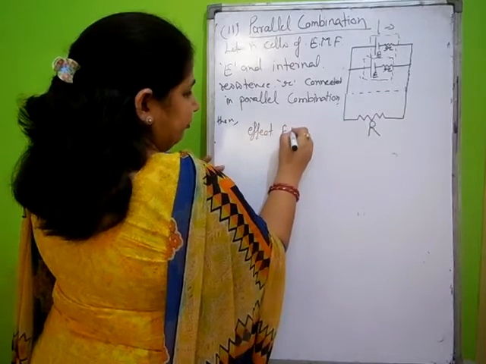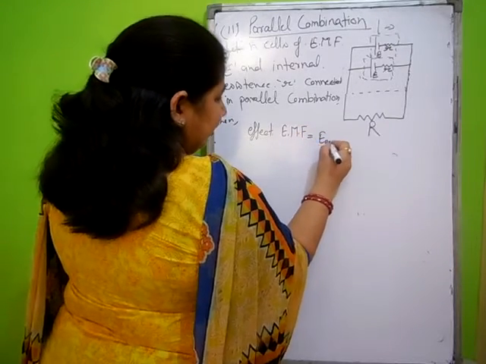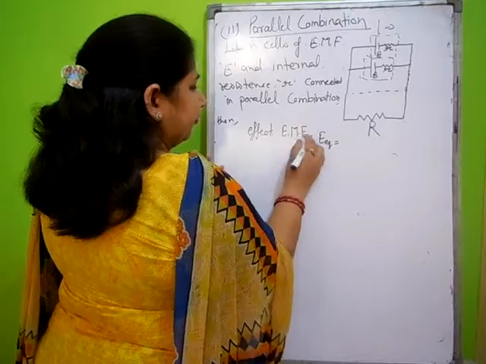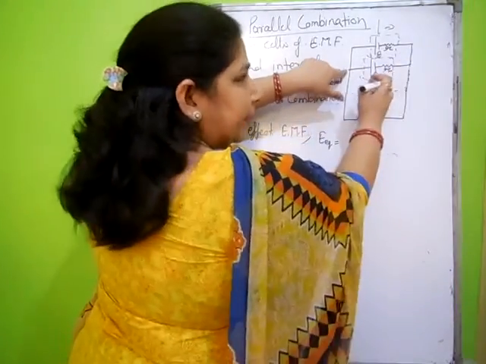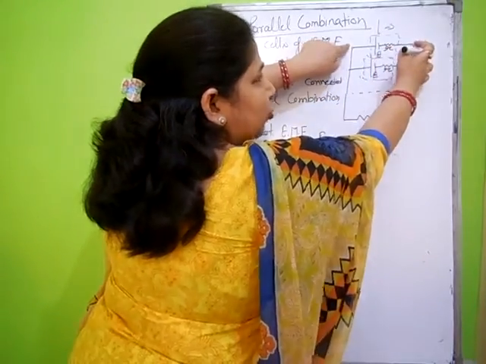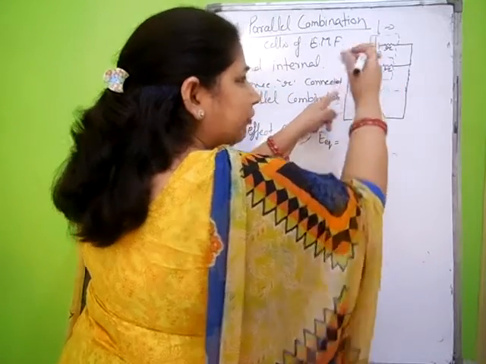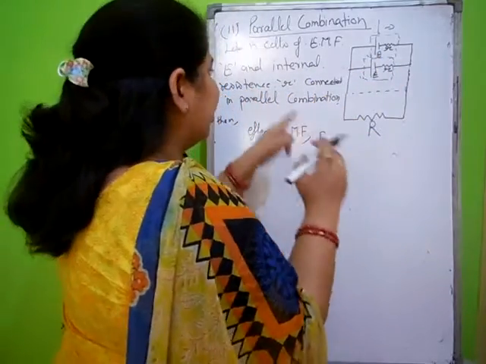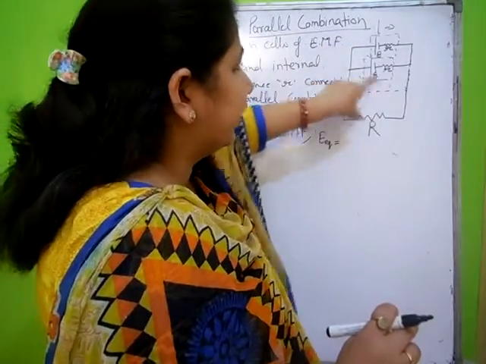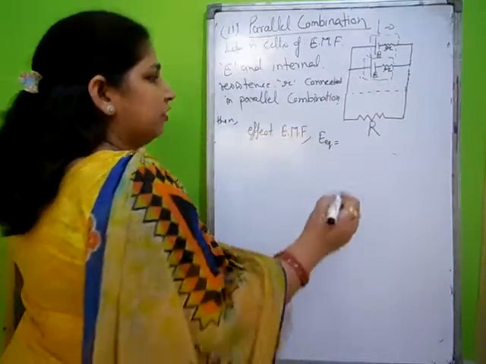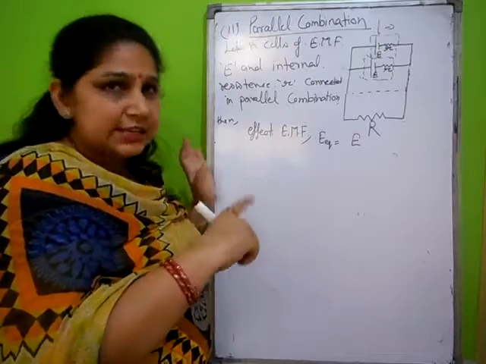the effective EMF, or we can say potential, what is E effective? E equivalent. Listen, the EMF between these 2 points is capital E. The EMF between these 2 points is capital E. Definitely the EMF between these 2 points for n cells should equal E. Got it? It means the equivalent EMF of the circuit will be only E, not nE. This is the difference between series and parallel.